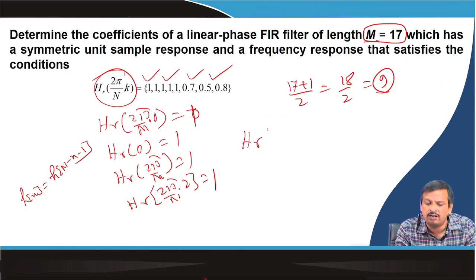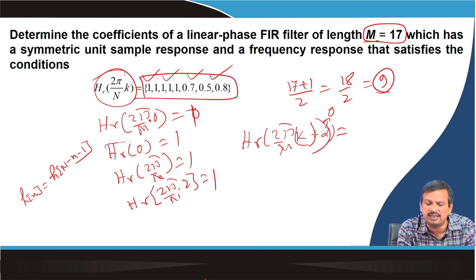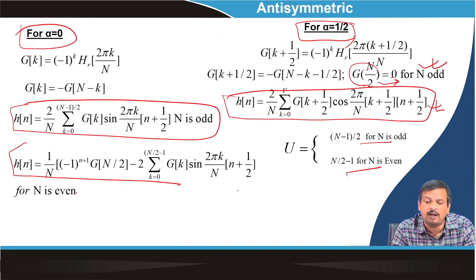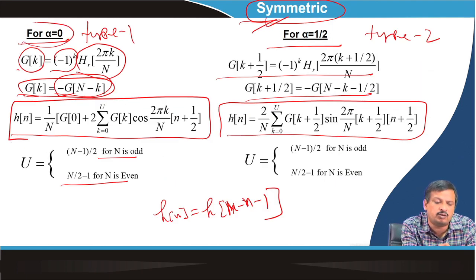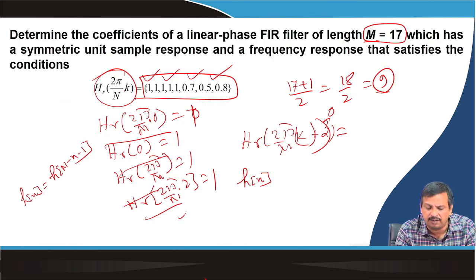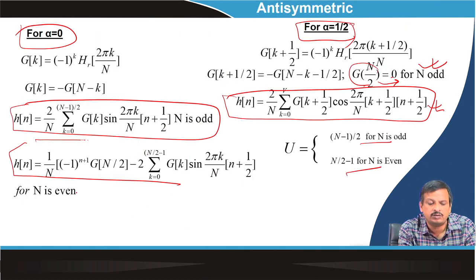So, H_r(2 pi k by N plus alpha) is given, which is nothing but alpha k. So, this is given to me. Now, I have to find out h(n). Which condition will I apply? I will apply symmetric, alpha equal to 0. Then I know h(n) is equal to 1 by N. So, I know how to calculate h(n), I know that equation, so here I put the equation.